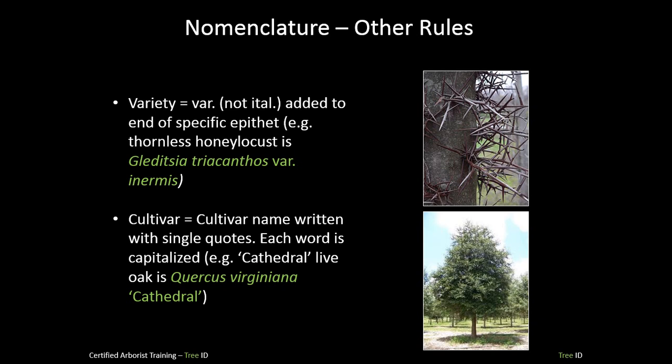Varieties are true breeding. So the picture on the top is a normal honey locust, the wild type honey locust, and that's Gleditsia triacanthos. There's a thornless variety that is true breeding. Once you get a thornless one, you can generate it from seed over and over again and use it for cultivation.